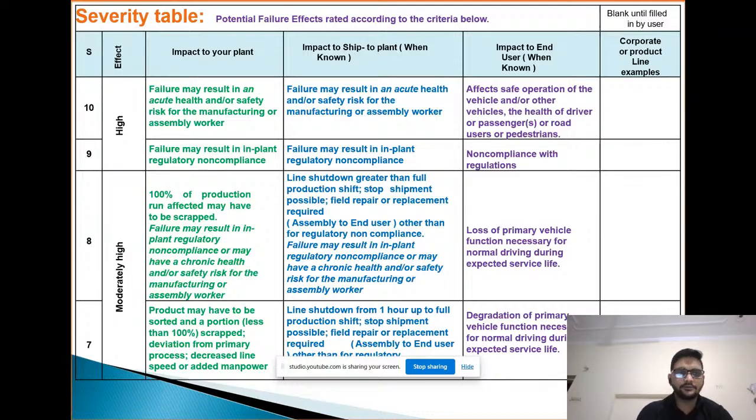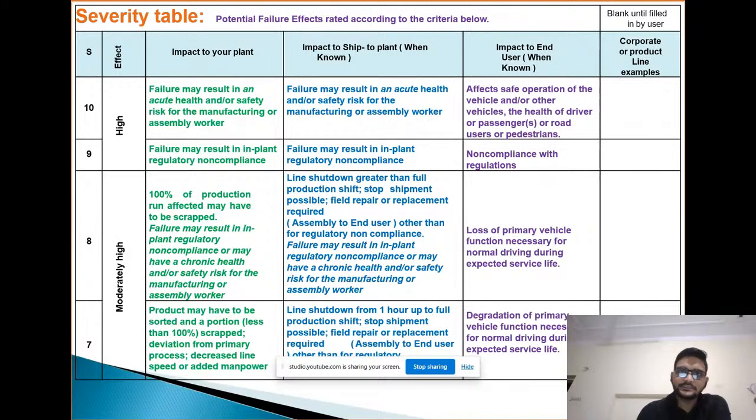In case of severity rating 8, the impact to your plant is that 100% of the production run may have to be scrapped. Meaning 100% of production may be scrapped. Failure may result in non-compliance or may have a chronic health or safety risk for manufacturing or assembly workers. This is also related to 100% scrap, as well as chronic health and safety risk of manufacturing and assembly workers.